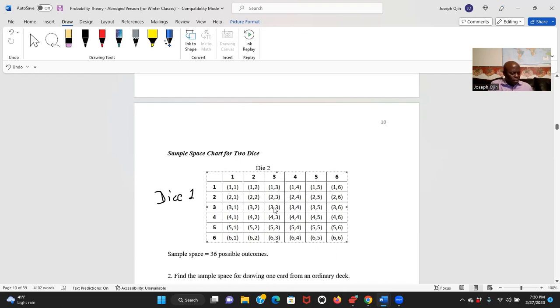So we have a total of 36 possible outcomes for 2 dice. Remember, for 1 die, it's only 6 possibilities. But when it's 2 dice, it has 36 possible outcomes.